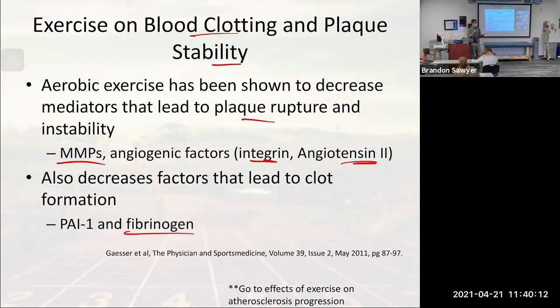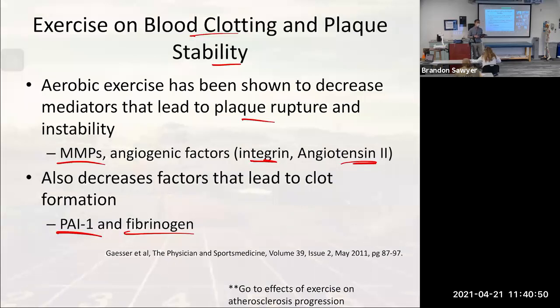And then it also decreases the factors that lead to clot formation. So fibrinogen, we already talked about that one. Fibrinogen is the thing that turns into fibrin to form the clot, right? It's that plasma protein that's always there. And then PAI-1 is kind of a confusing one because it's like a double or maybe even triple negative. It's plasminogen activator inhibitor. So it inhibits the activation of plasminogen, but exercise decreases that. So they're decreasing the inhibition of activation of plasmin. Just trust me when I say that decreasing that is a good thing.